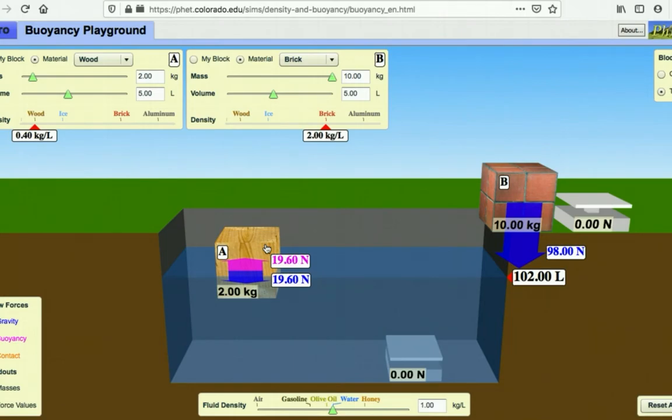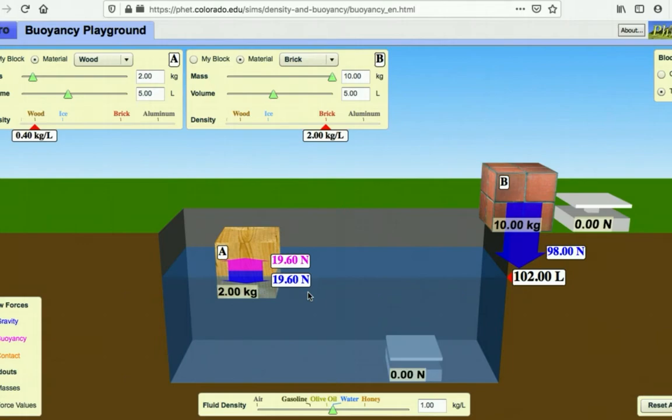And I look at this and I realize it's floating, so the buoyancy force is equal to the weight of the block. The weight of the block is 19.6, the buoyancy force is also 19.6. At this particular point, I realize that I am displacing 2 liters of water. I have to displace enough water so that the weight of the fluid that's displaced is equal to the weight of the object. So 2 liters of water has a weight of 19.6 newtons, which is enough to equal out the weight of the object.